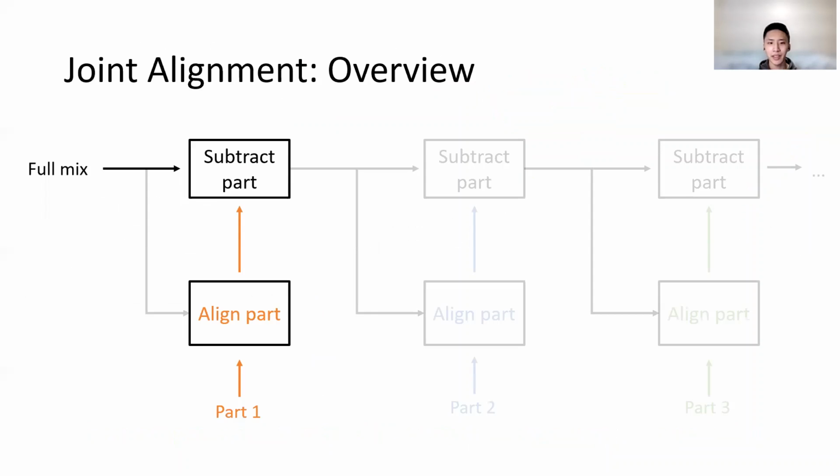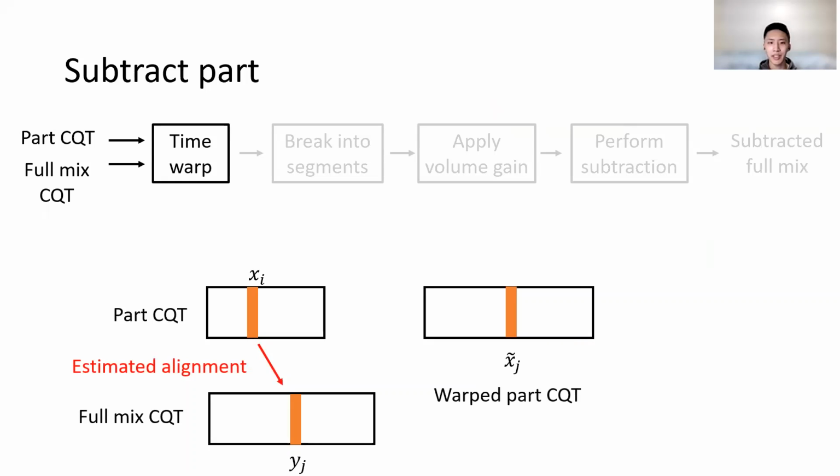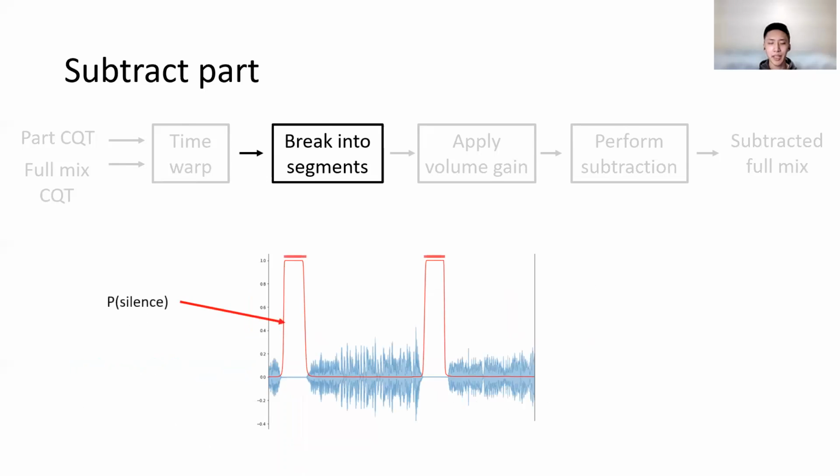Next, we talk about how to subtract out the part from the full mix. This consists of 4 steps. First, we time warp the part CQT to match the full mix CQT using the estimated alignment. After this step, the time warp part CQT has the same dimensions as the full mix CQT. The second step is to break the part recording into segments separated by regions of silence, which correspond to times when the instrument has a rest.